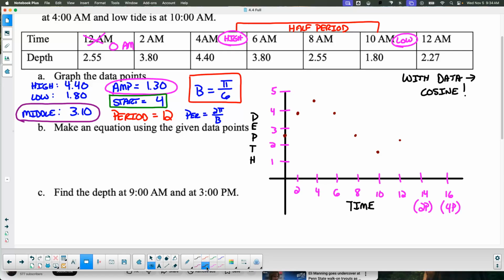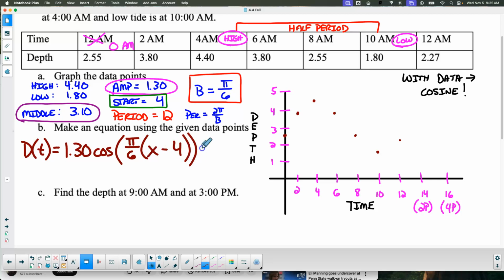So my equation for depth over time would be 1.30 cosine of pi over 6 times (x minus 4) plus 3.10. Would you agree with that? Yes? Okay. All right.